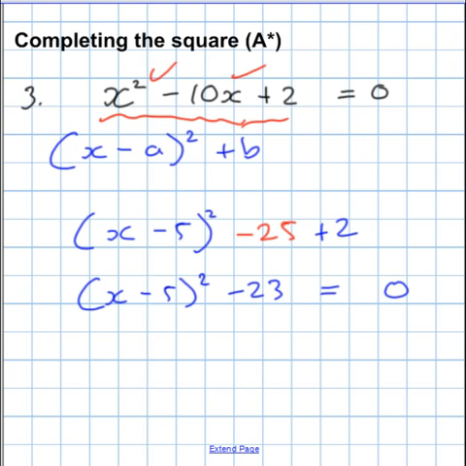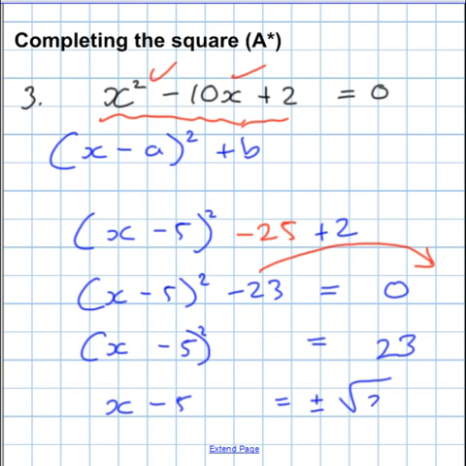Now how do I use this to solve an equation? Well, first things first, I move the minus 23 to the right, so I get (x minus 5) all squared equals plus 23, or 23. Next, I want to unsquare that bracket, so I get x minus 5 equals plus or minus the square root of 23.